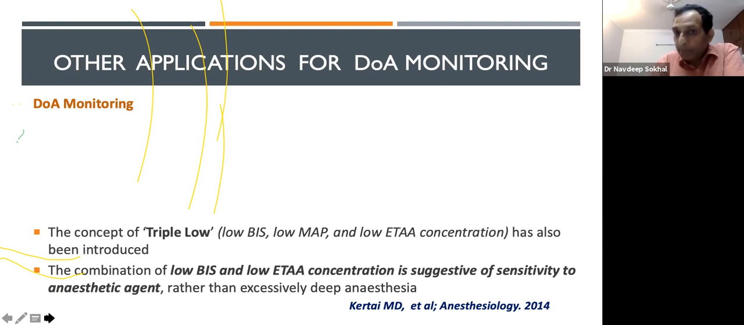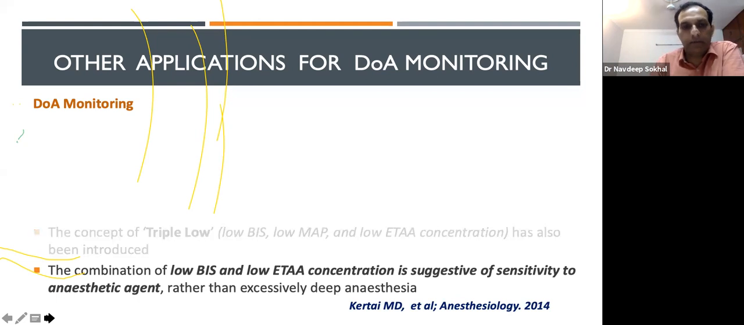But when it's triple low, that is, in spite of low anesthetic concentration, the BIS values are low, that is the deep anesthesia, and the mean arterial pressure falls low, that means the sensitivity of the patient is high for that anesthetic agent. That's why here you need to reduce the concentration further. You may be keeping the concentration at an appropriate level, but because the patient is sensitive, you need to reduce the anesthetic concentration because he's very sensitive to the anesthetic agent.